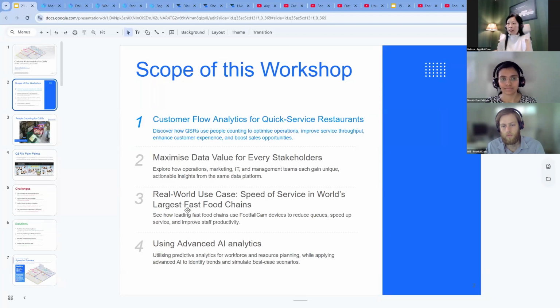Yeah. Then the last of these, in our final session, we're going to talk about how to use the advanced AI analytics, predictive analytics for the workforce and resource planning. We'll also look at how you can start small with a pilot project and then gradually scale across your stores. And it's not only about doing everything at once, it's about building layer by layer on what you already have, with the strategy for long-term integration and return on investment. Yeah. So today we're going to focus on the customer flow analytics.